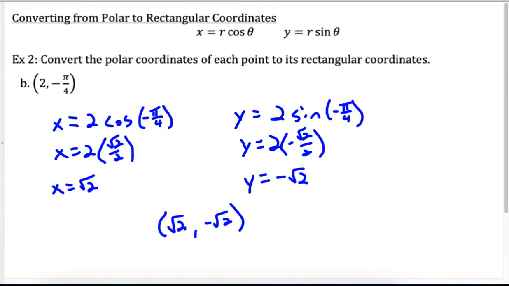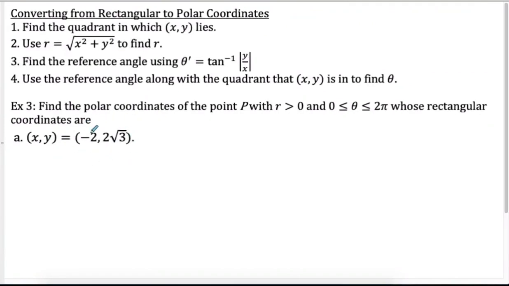Okay, so now let's go the other way. Let's say given rectangular coordinates, we want to convert to polar. So to do this, just a tad bit more work. The first thing we want to think about is the quadrant in which our point lies. So if we just think, real quick, -2, 2 square root of 3, that's going to be in quadrant 2. So that's going to be important when we get down to this step.